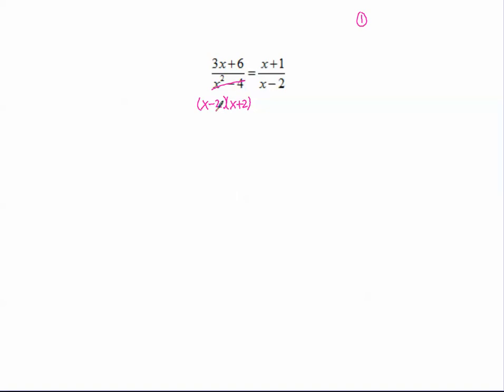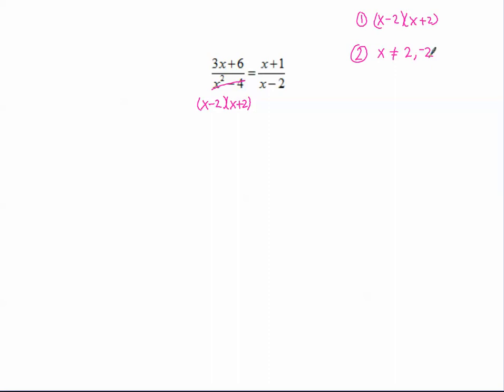So now let's go through and build it. So I know I need an x minus 2. I know I need an x plus 2. Now let's move on to the next one. This is just x minus 2. Well, I already have an x minus 2, so I'm good to go. What can x not equal? Well, it can't equal 2 or negative 2, because that would make your denominators equal to 0, which we can't do.